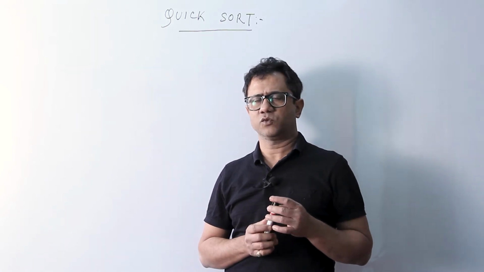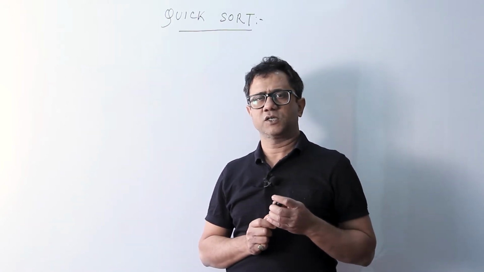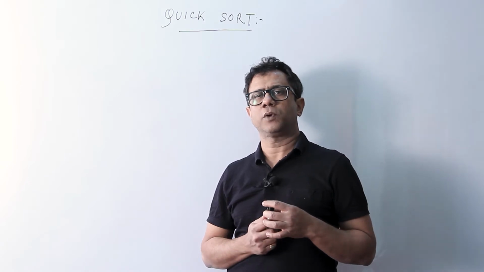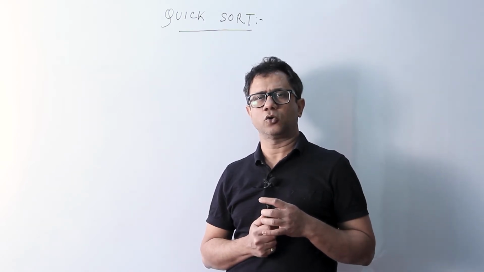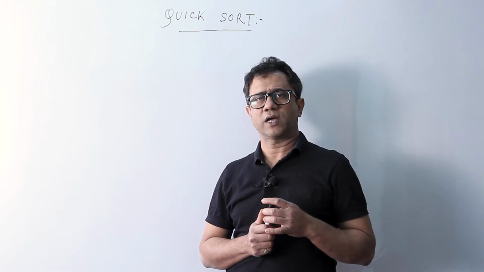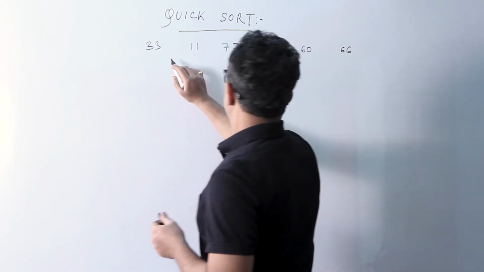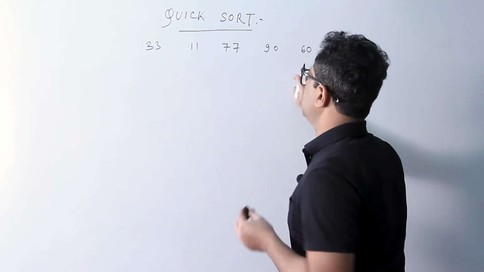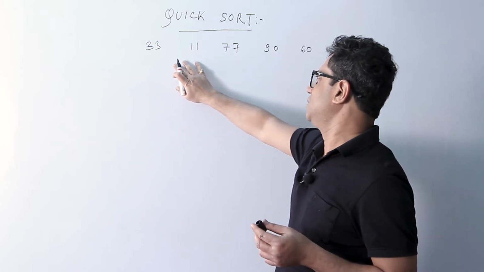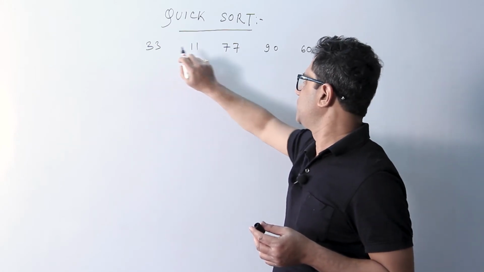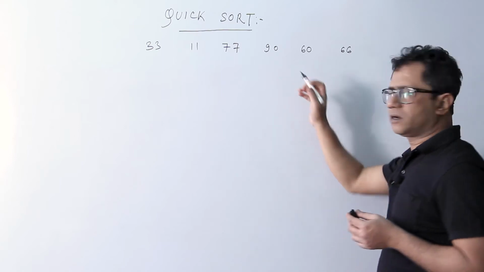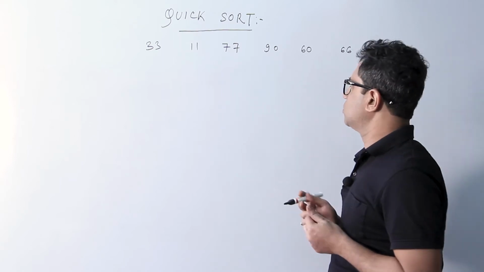So let's get started with writing the example first, in which we will show you how to partition the elements in an unordered list in the quicksort algorithm. So I have written some elements over here. These elements are not arranged in a sorted order. So this is 33, this is 11, this is 77. They are arranged in a disorganized fashion.